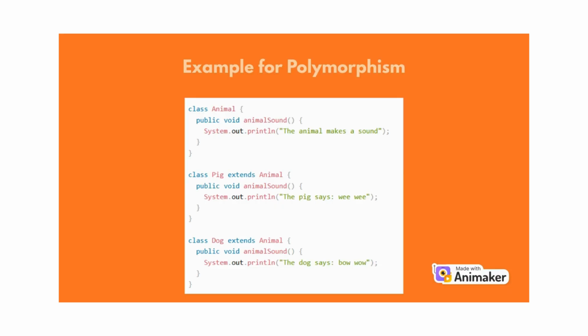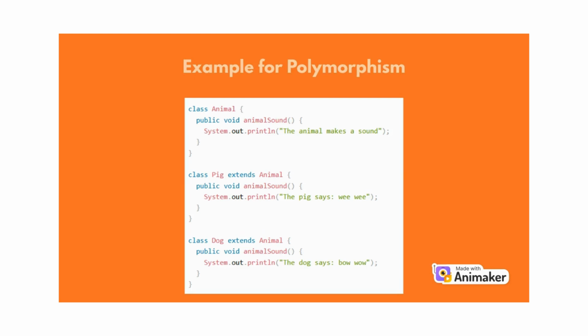Let's talk about polymorphism, the fourth core concept of object-oriented programming. Polymorphism means many forms. It allows the same method to behave differently depending on the object that calls it. In this example, we start with the base class called animal. It has a method named animalSound, which prints a generic message. The animal makes a sound.